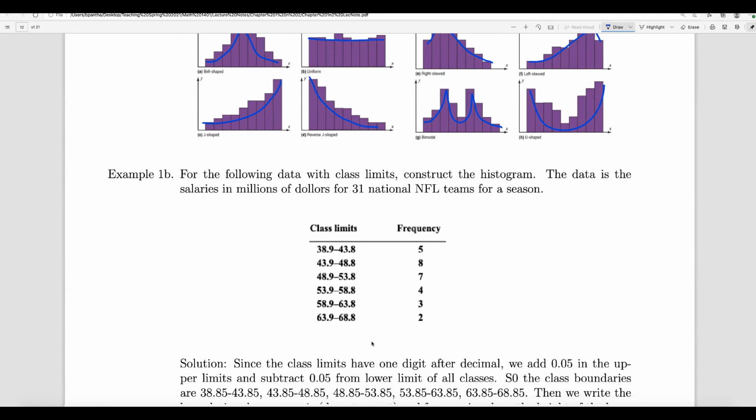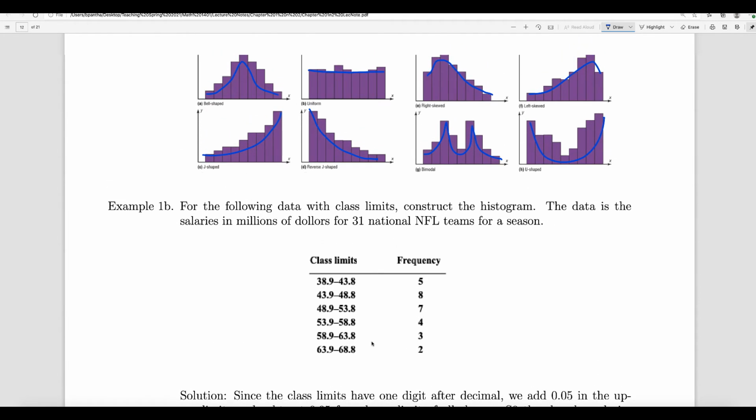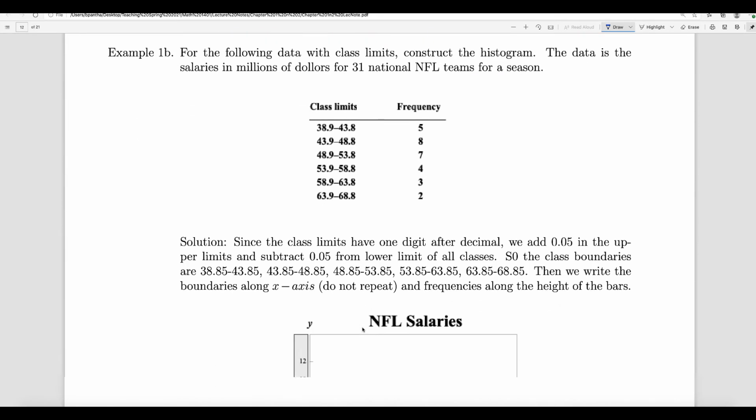Now, you want to draw the histogram. To draw the histogram, you need class boundaries. What is the gap? Because there is 1 decimal place there, right? There is 1 decimal in the class limits. So to find the class boundary, you subtract 0.05 from the left limit and add 0.05 to the right limit.